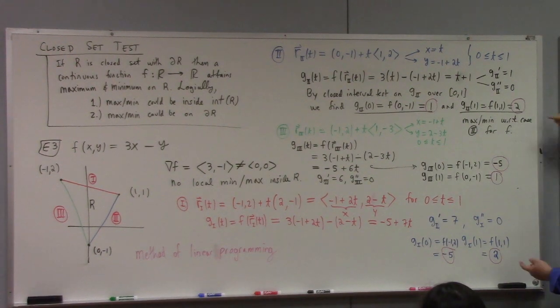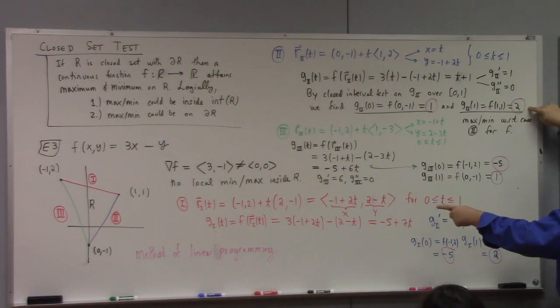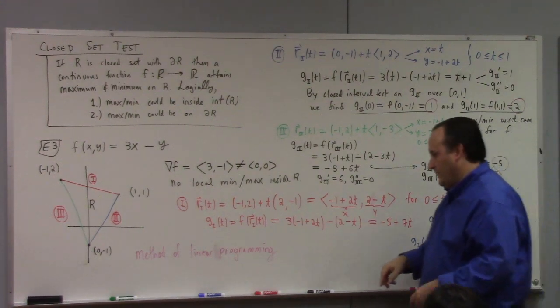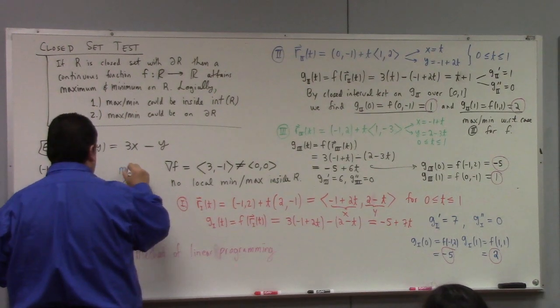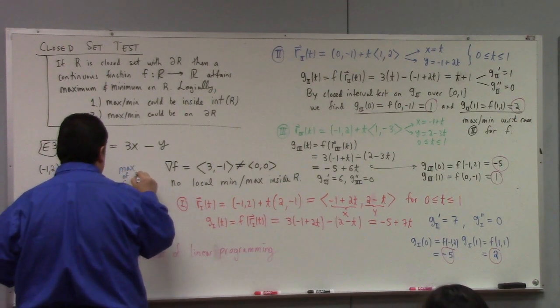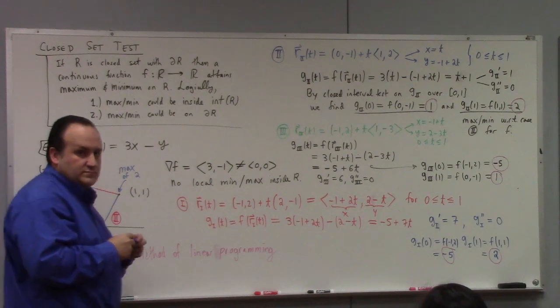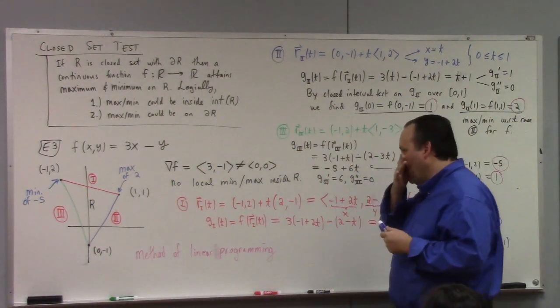Looks like it was 2, right? So the maximum of 2 was attained at the (1, 1) corner, and the minimum of -5 was up here. So this one, max of 2, and right there is where the minimum of -5 was obtained. Does the 1 mean anything at all?